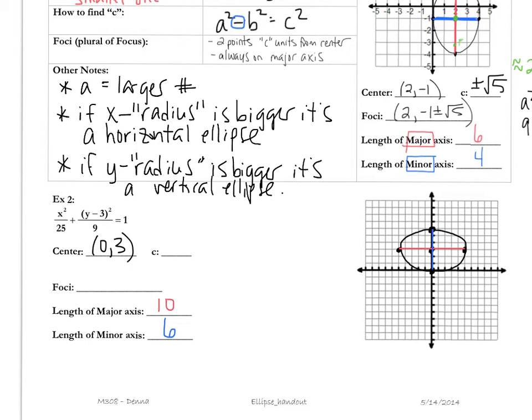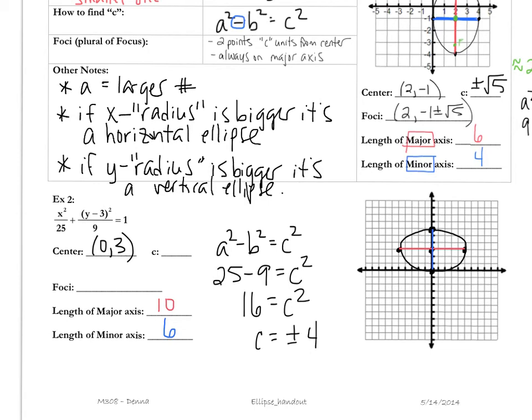Okay, now let's also talk about foci. So what we have to do is do a squared minus b squared equals c squared. Remember how for parabolas we memorize the formula 1 over 4p equals a, and we use that for every single one? Well, we're going to use this formula for all the elliptical problems. Okay, remember the a squared is the bigger one, so 25 minus 9 equals c squared. That means 16 equals c squared. So c equals plus or minus 4.